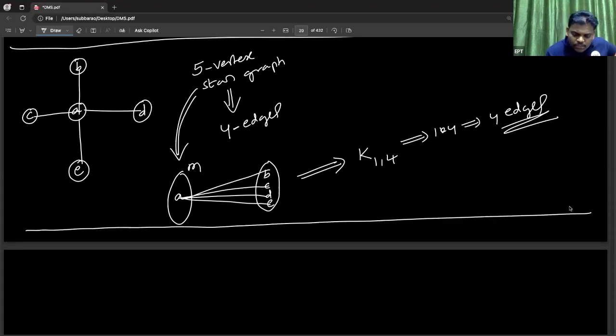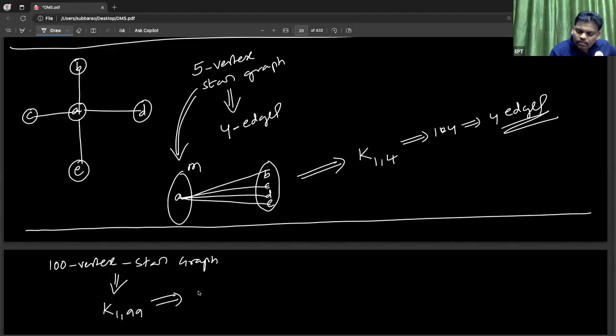Can you see this line? Everyone listen. A 100 vertex star graph is nothing but K 1, 99, which is also 1 into 99 edges. So 99 edges.